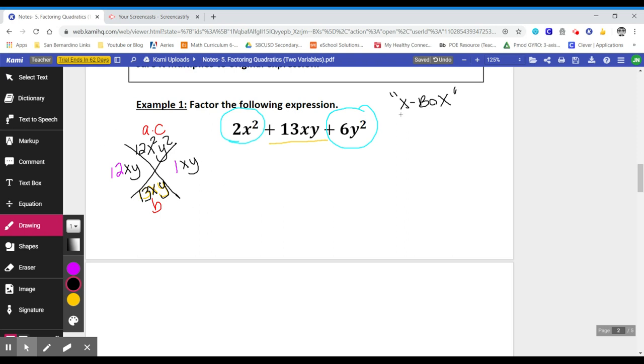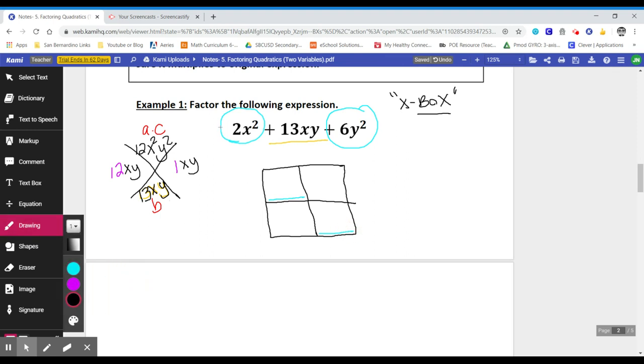So now that we have the x, we need to account for the box. So there's no way around it this time. We're going to have to draw a 2x2 box. We're going to fill in the box. So the steps say that on the very first part of the box, we need to include the first term on the top left, and then on the bottom right, we need to include the last term.